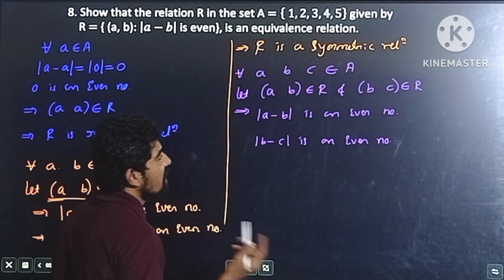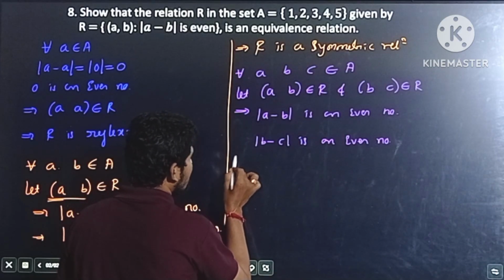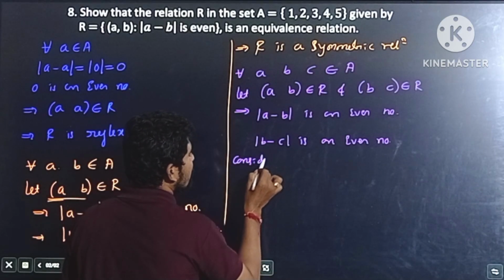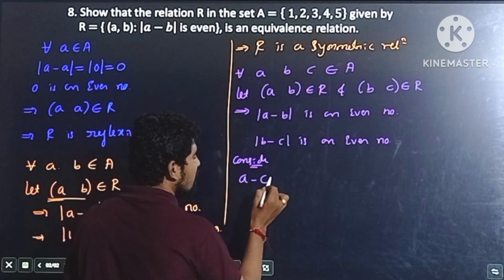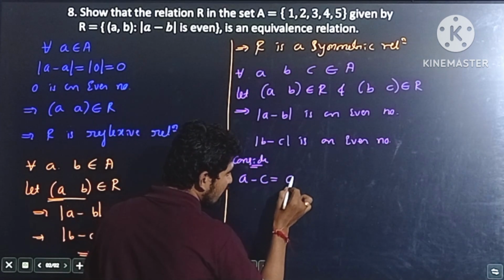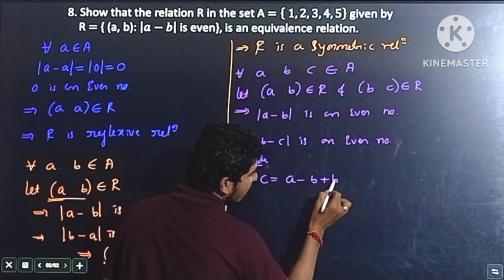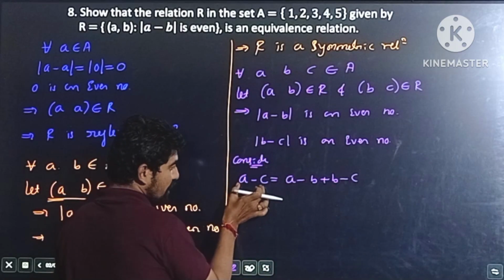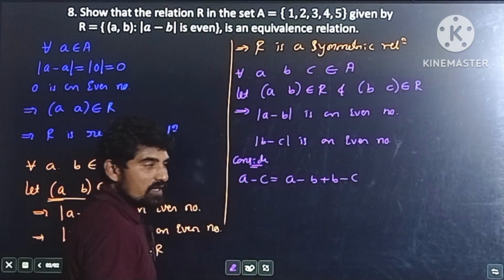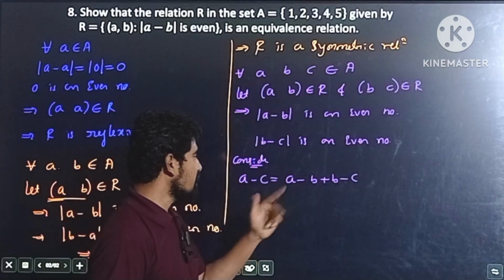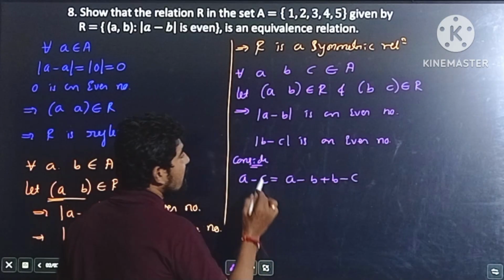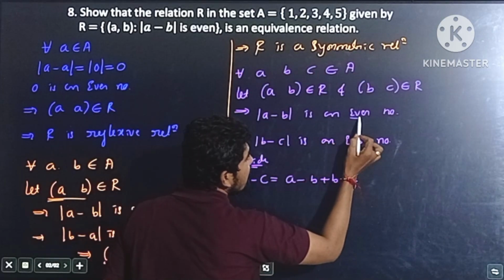Hope all of you understand. Or you may consider, in other words, see how we can write this: consider A minus C is equal to, we can write it this way, A minus B plus B minus C. That is, A minus C, adding and subtracting B. So minus B plus B get cancelled, again it is equal to A minus C. And observe here, A minus B is an even number.